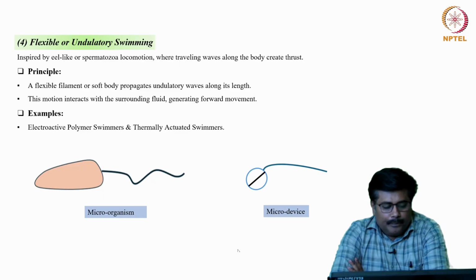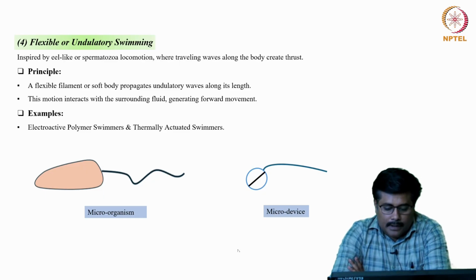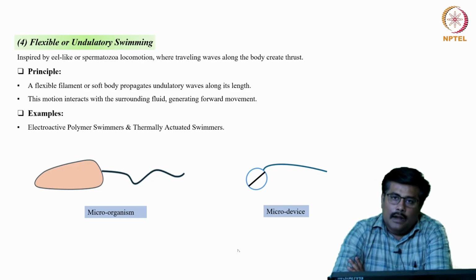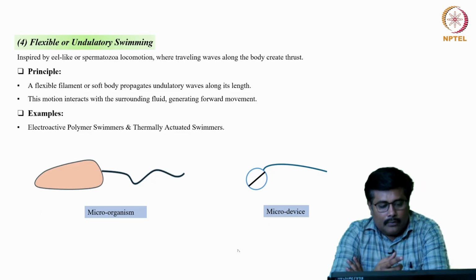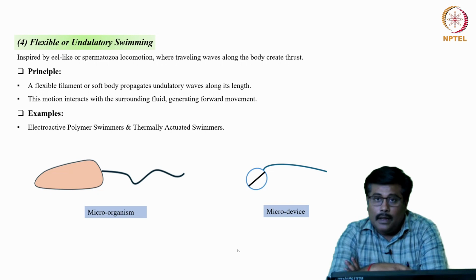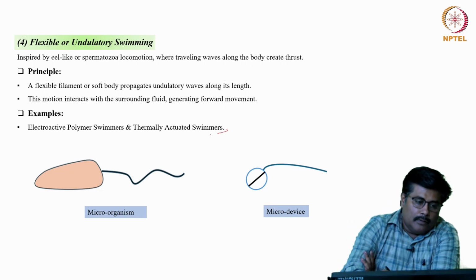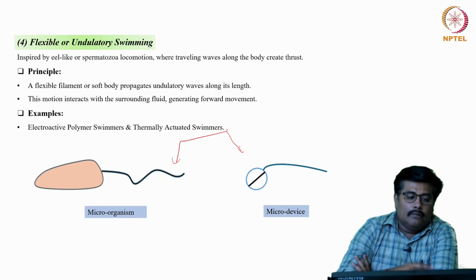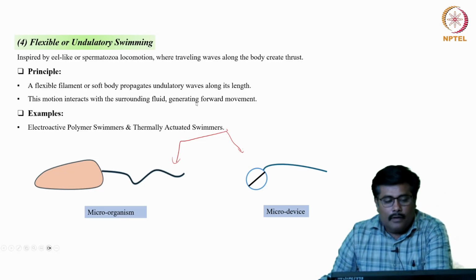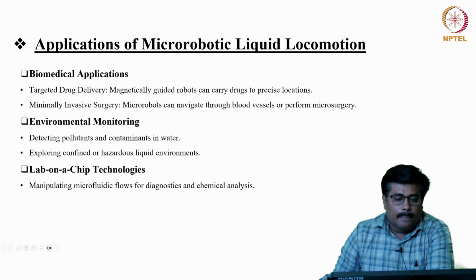Ideally, in this particular case, we have a micro device in place and a microorganism in place, and there are some examples like electroactive swimmers and thermally actuated swimmers, which are some of the key propulsion systems effectively used for creating such flexible or undulatory swimming.